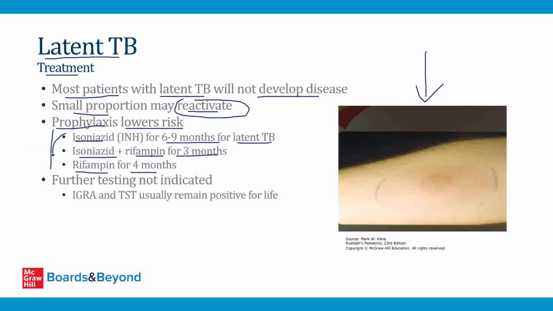I think it's pretty low yield to memorize all these regimens. You should just know that prophylaxis is indicated in some patients, and the idea here is to lower the risk of reactivation disease. You should also know that after a patient has been treated with prophylaxis for latent TB, you don't need to do further testing for latent TB. And that's because the interferon gamma release assay or tuberculin skin testing, all of this will remain positive for life. So once they've been treated, you don't repeat the testing.